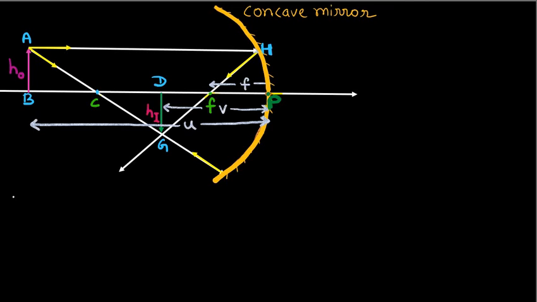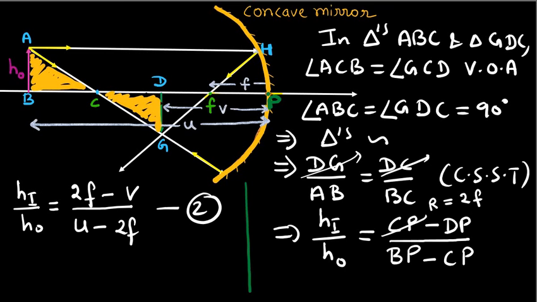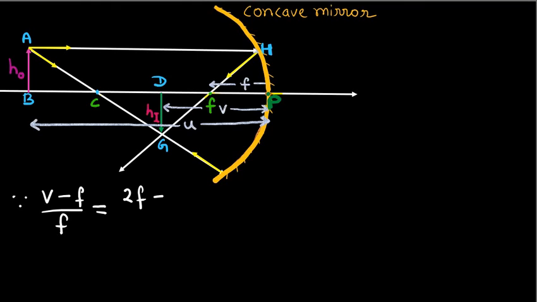So we equate the right hand sides to get our mirror formula. Let us begin here. The right hand side of equation 1 is (V minus F) by F, which is equal to (2F minus V) divided by (U minus 2F), the right hand side of equation 2. Now we will go for cross multiplication.